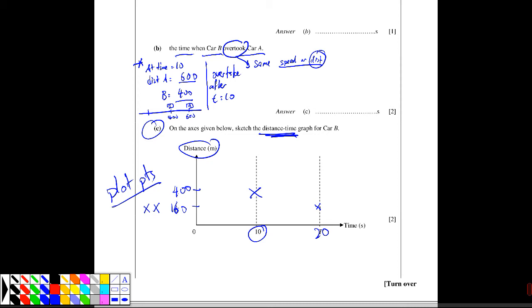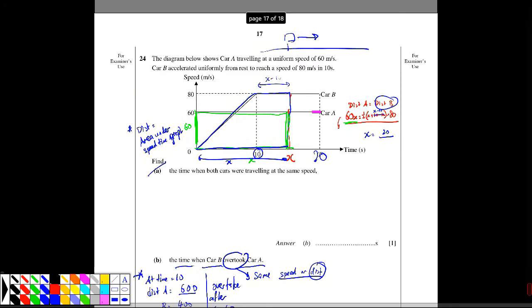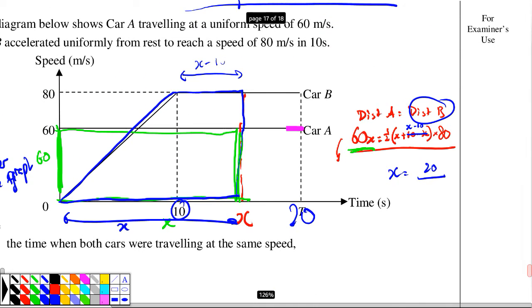So isn't it a trapezium? Do you find the trapezium or do you find the rectangle? This is 20. Do you find between 10 to 20 or do you find the entire thing? Entire thing, both also can. Am I confusing you? Let's try. I erase this again and then we write down the distance. I only want to focus on B, so 0 to 20 only.